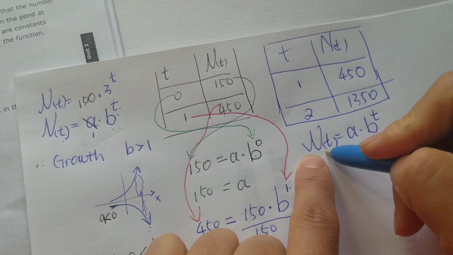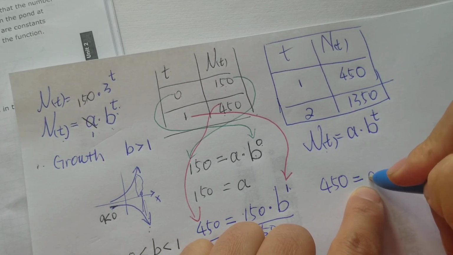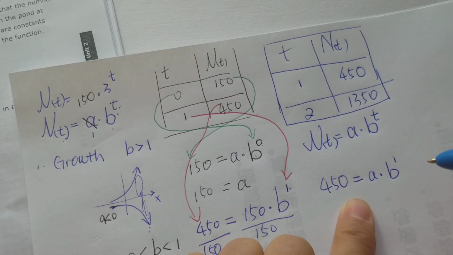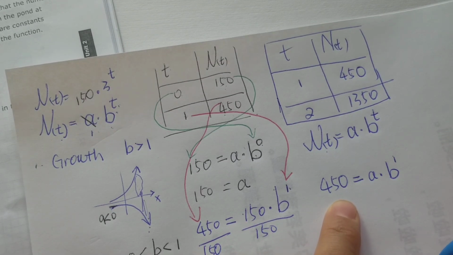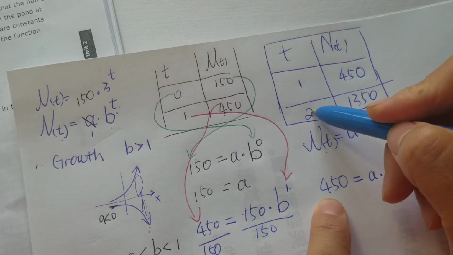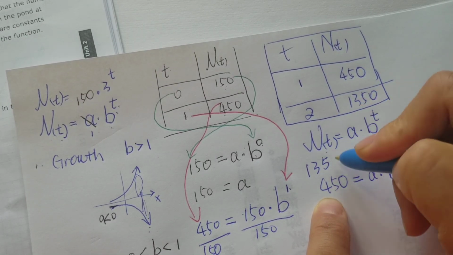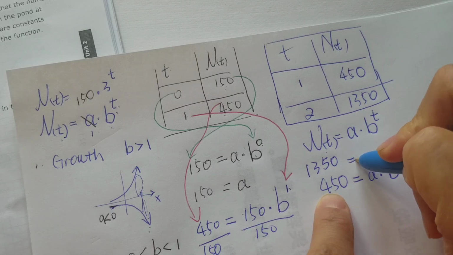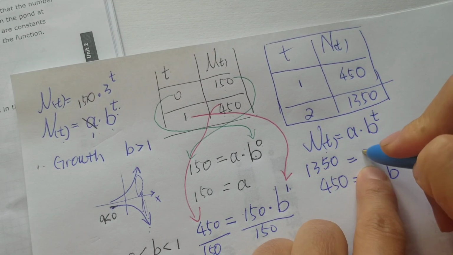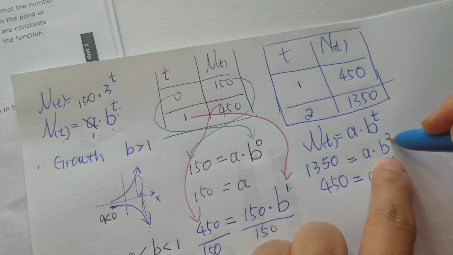Substitute N of t. Back here I have 450 equals a times b to the power of 1. But I am not able to find anything here. I can't figure it out. Okay, I'm going to substitute the second one, see what's going on. I have 1350 equals, because this is N of t right here, a times b squared. I don't know a, I don't know b, but I know t is 2 here.